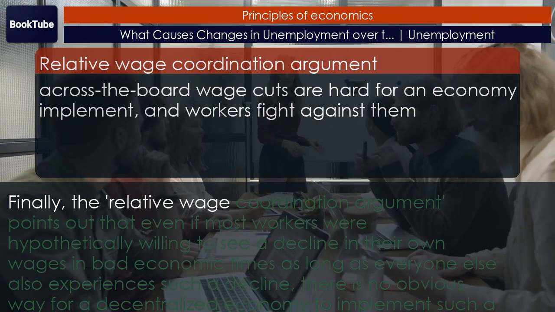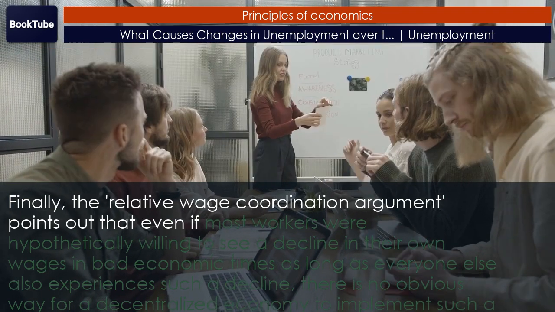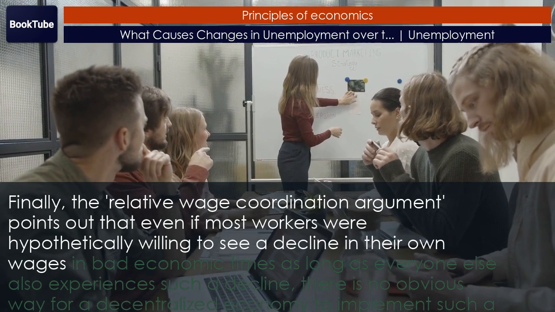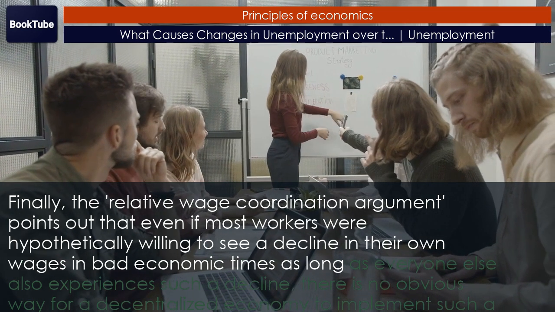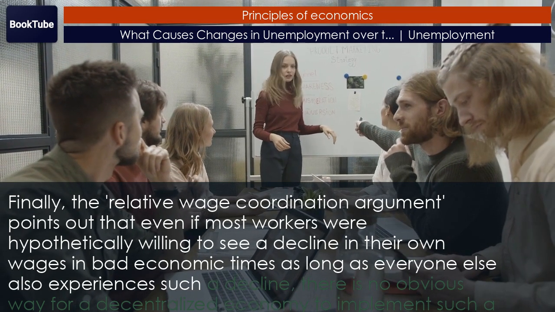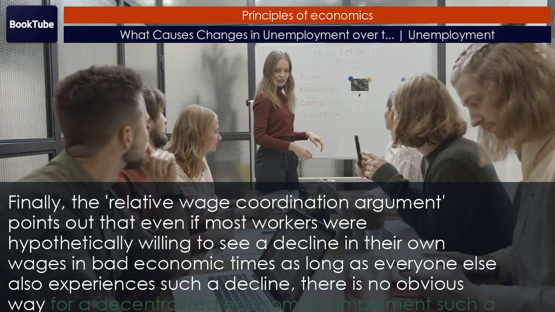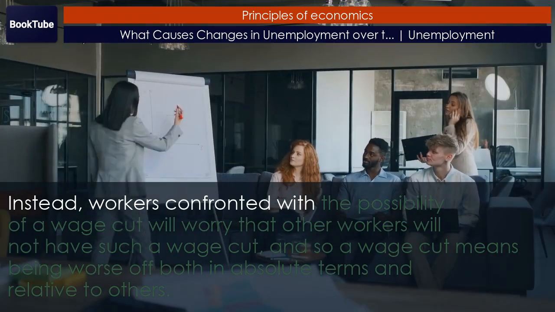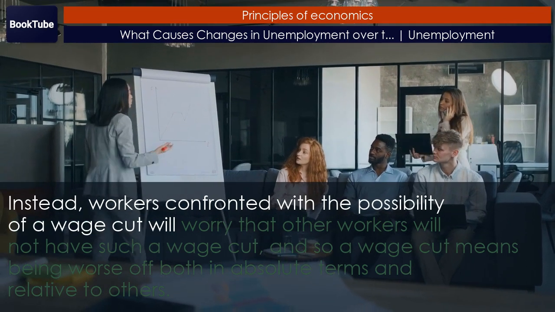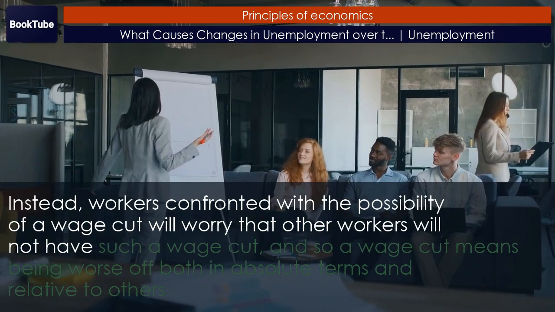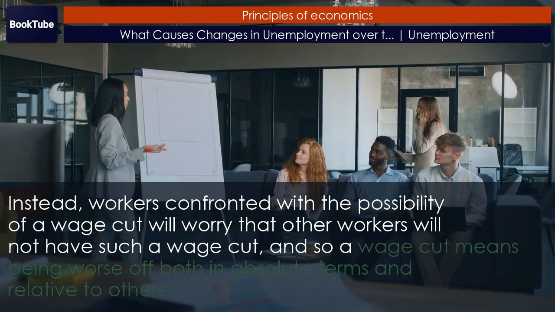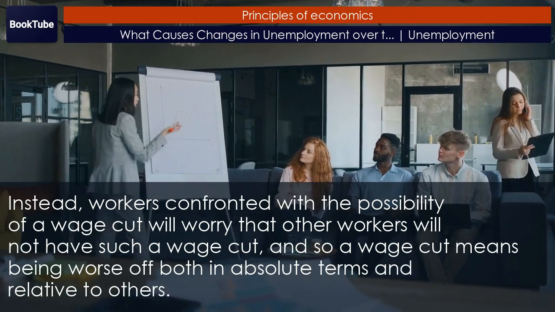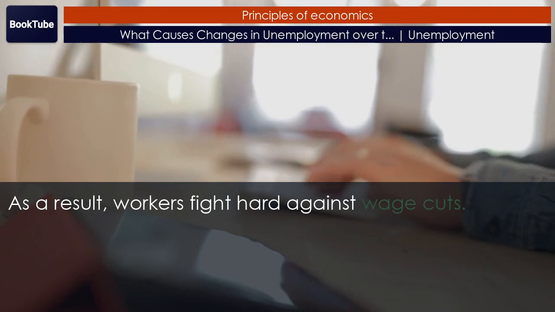Finally, the relative wage coordination argument points out that even if most workers were hypothetically willing to see a decline in their own wages in bad economic times, as long as everyone else also experiences such a decline, there is no obvious way for a decentralized economy to implement such a plan. Instead, workers confronted with the possibility of a wage cut will worry that other workers will not have such a wage cut, and so a wage cut means being worse off both in absolute terms and relative to others. As a result, workers fight hard against wage cuts.